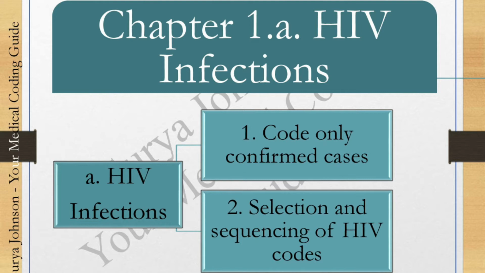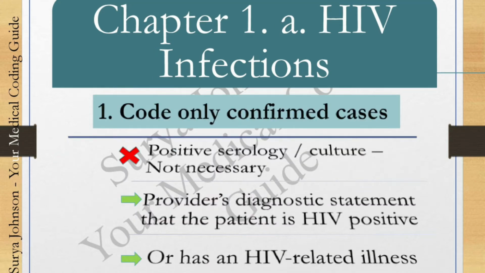In HIV infections, the first guideline is to code only confirmed cases. In the term confirmed, it doesn't mean you should always look for a positive serology or a culture result. Even if there is no positive serology or culture result confirming the patient is HIV positive or has any HIV related illness, the provider's diagnostic statement that the patient is HIV positive is enough. And also, if the patient has any HIV related illnesses, then we can consider the patient a confirmed case.